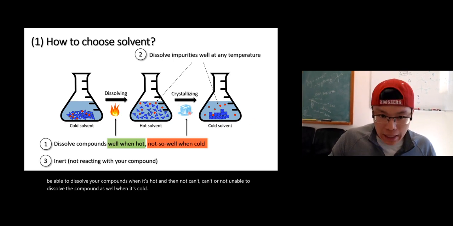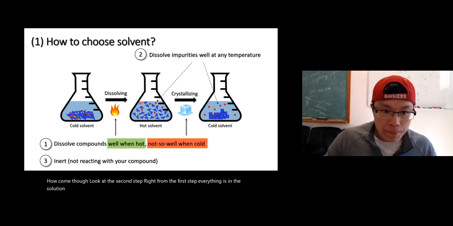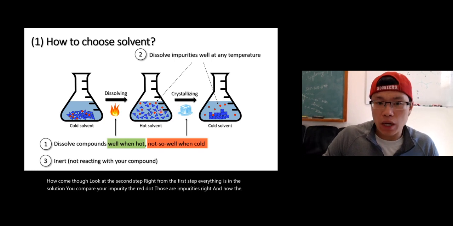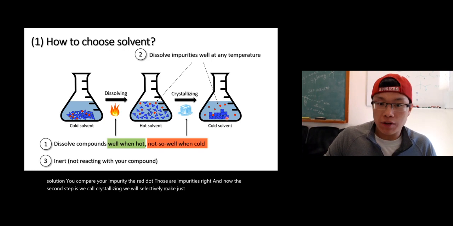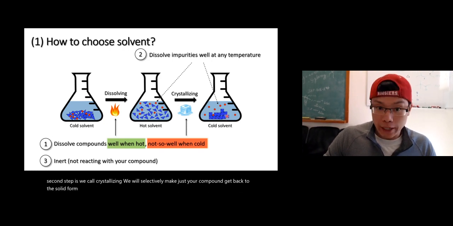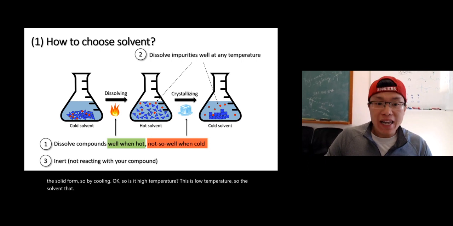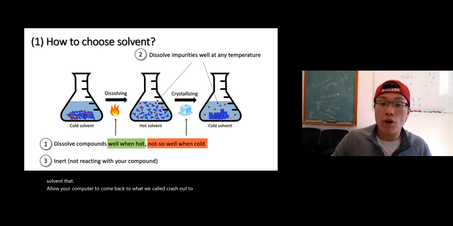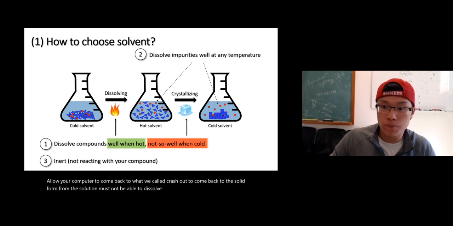How come though? Look at the second step. From the first step, everything is in the solution: your compound and your impurities, the red dots. And now the second step is what we call crystallizing. We selectively make just your compound get back to the solid form by cooling. So this is high temperature, this is low temperature. The solvent that allows your compound to crash out, to come back to the solid form from the solution, must not be able to dissolve your compound when it's cold.